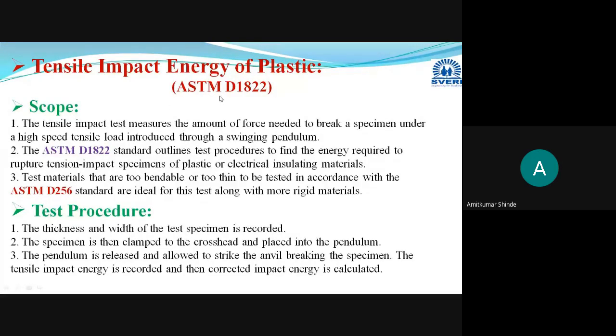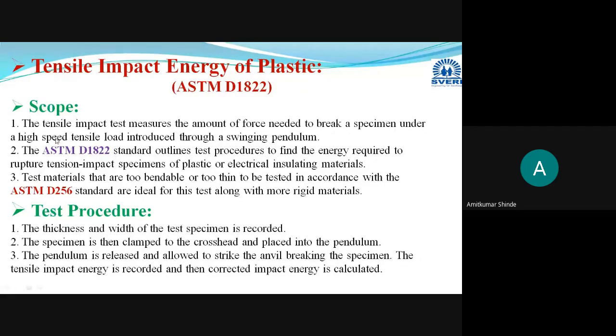Now here, we are also following the ASTM D256 standards in this tensile impact energy testing. Whenever we have a very thin component, at that time only do we change the standards and use ASTM D256. Otherwise, we are using ASTM D1822 only.